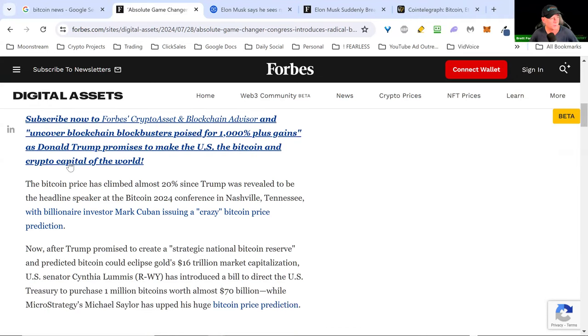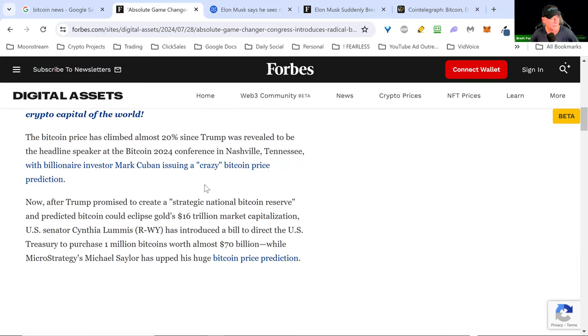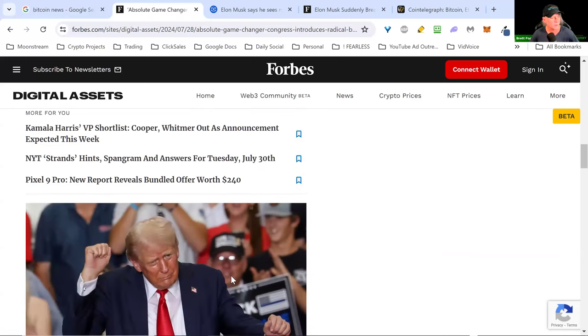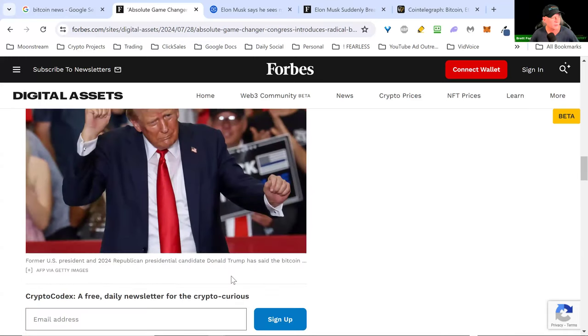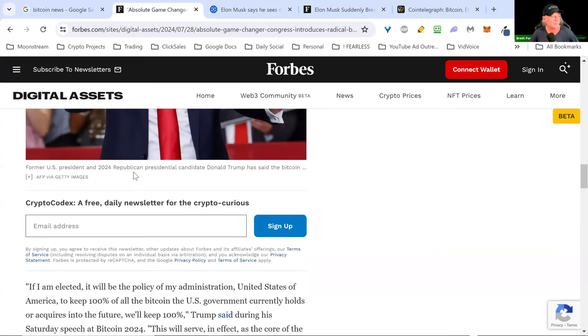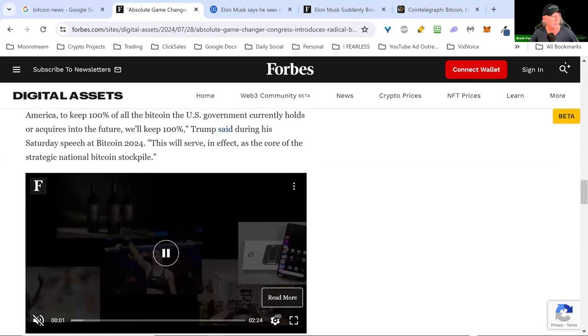Blockchain advisor, here's a subscription button, like I said. And let's see. Billionaire investor Mark Cuban issuing crazy Bitcoin prediction. You guys, a lot of this is noise, right? There's just so much bullish and bearish news. I'm trying to look at his ear there. His ear looks fine.